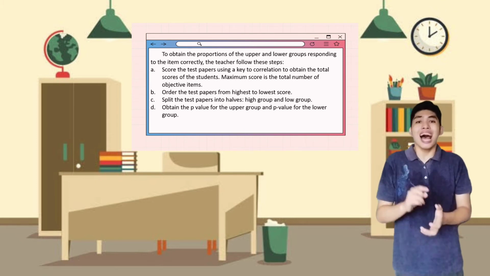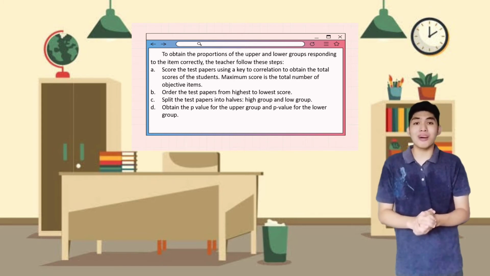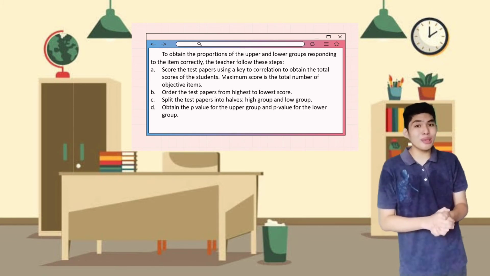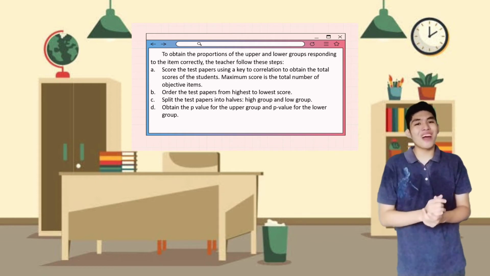Again, class, how do we get the p-value of both upper and lower group? What is the formula? Yes, student G, what again are those formulas? Yes, you are right, student G.